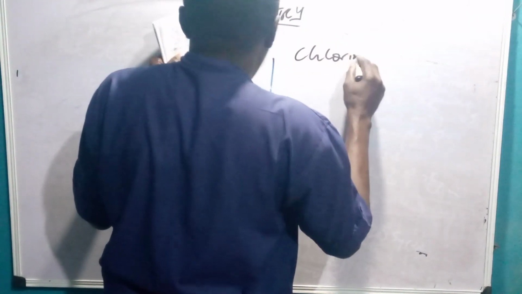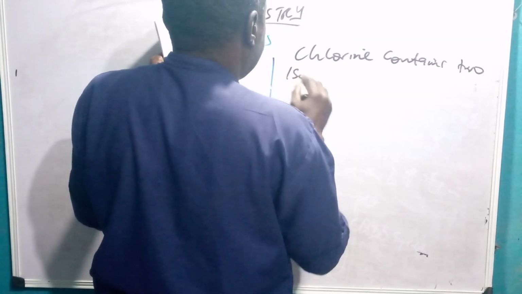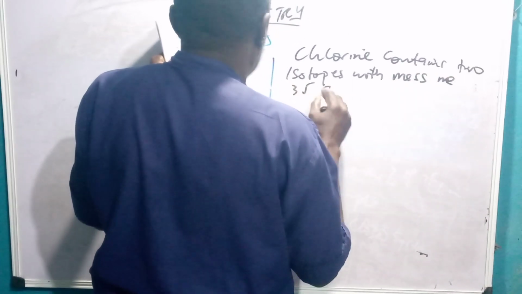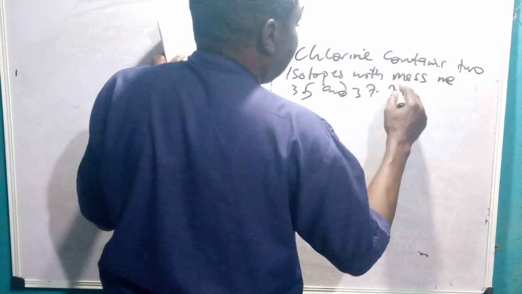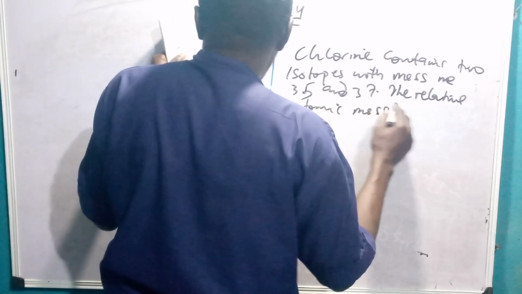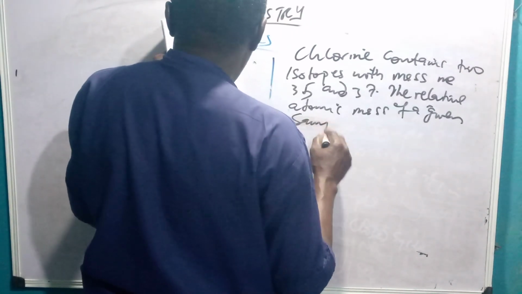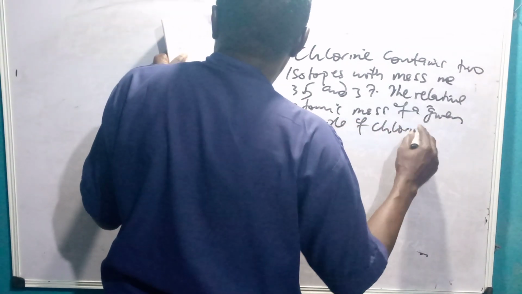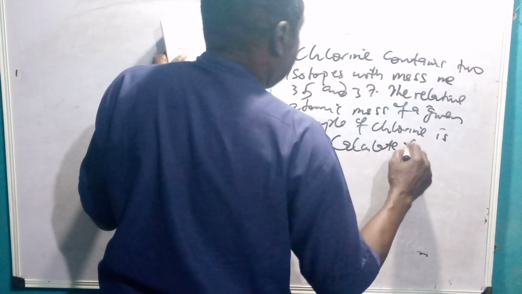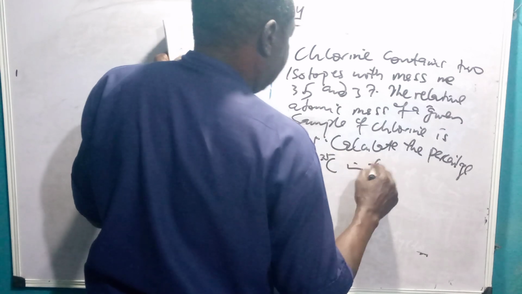Chlorine contains two isotopes with mass number 35 and 37. The relative atomic mass of a given sample of chlorine is 35.5. Calculate the percentage of chlorine 35 in the sample.